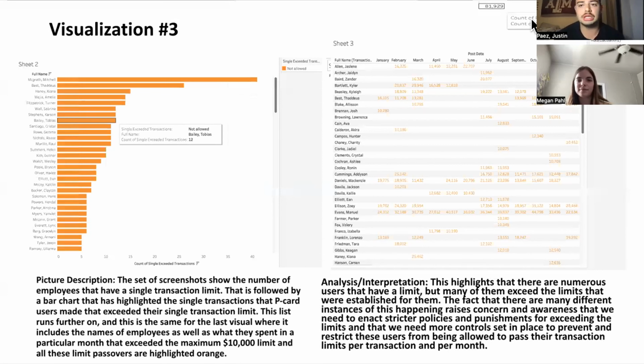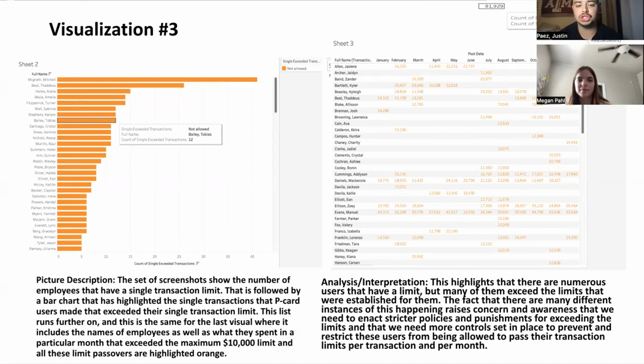Moving to visualization 3, it's a stretch of screenshots that I have here to be a part of the transaction limits question of the prompts. And at the very top right, as you can see, I have the count of the single transaction limits, of which employees have that ability and have that limit on their user activity cards. And so we have the number there.